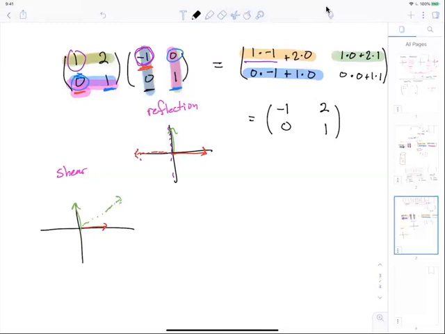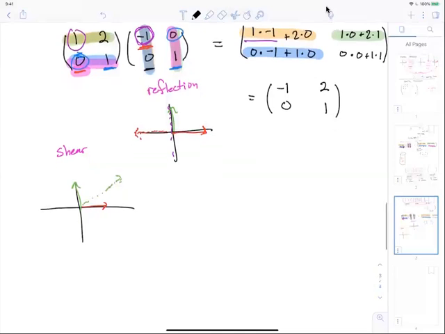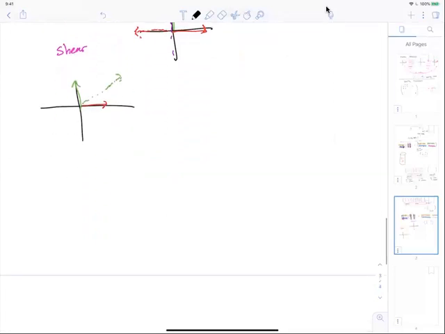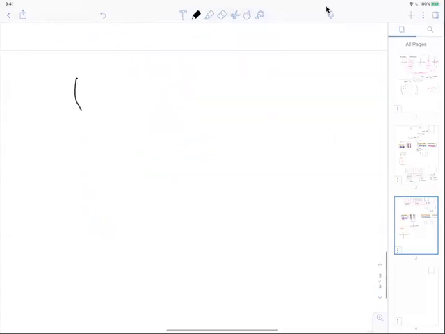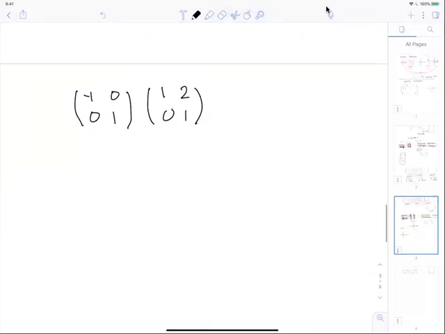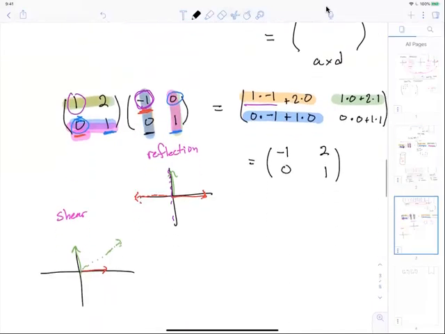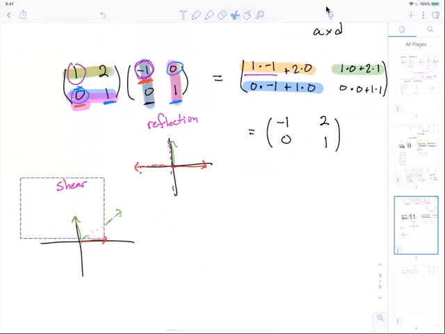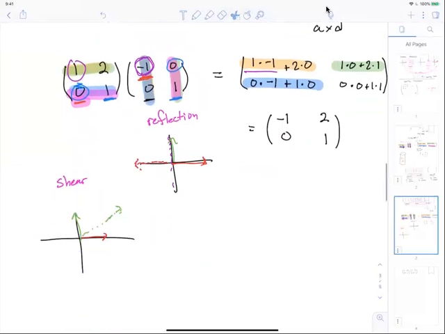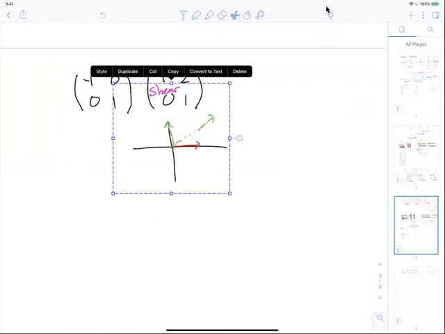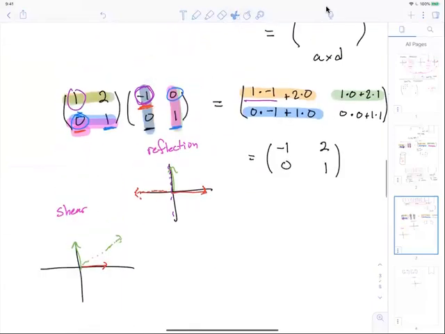So let's do one more example that's going to illustrate a very, very important point. What we're going to do is the same transformations, but in reverse. We're going to multiply minus 1, 0, 0, 1, and 1, 2, 1. So this differs from what we did before. We're changing the order of the transformations. We're going to do the shear first, and then we're going to apply the reflection.